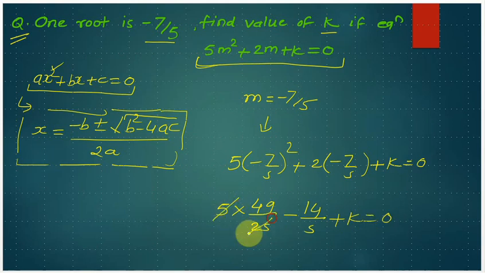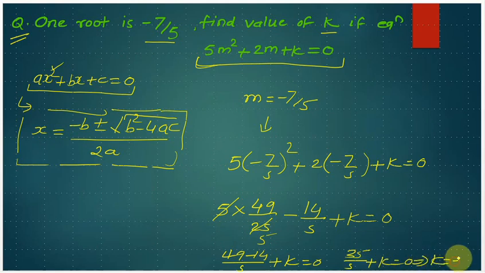Now the 5 is cancelled out 5 times. So 49 minus 14 upon 5 plus k is equal to 0. Because 49 by 5 and minus 14 by 5 have the same denominator, 49 minus 14 by 5 means 35 upon 5 plus k is equal to 0. That implies 5 divides 35 seven times. So k is equal to minus 7, and that's the value of k.